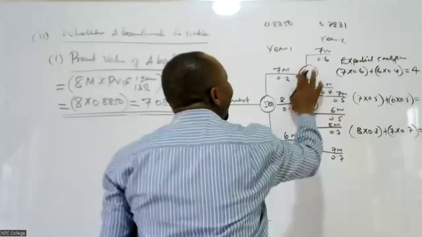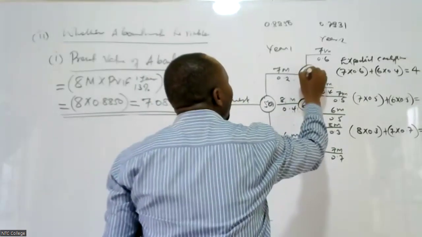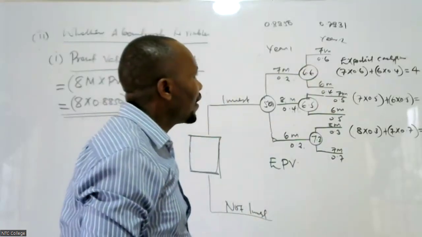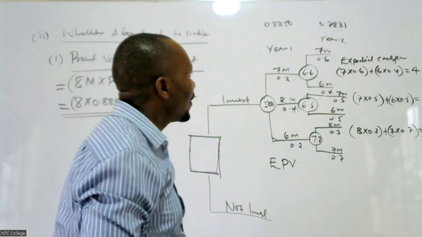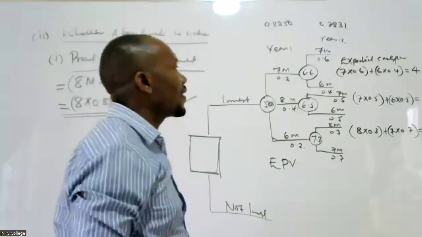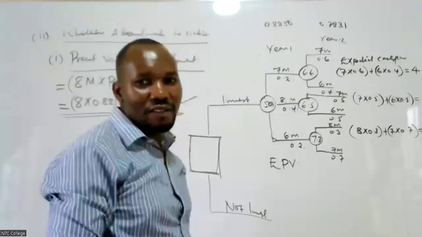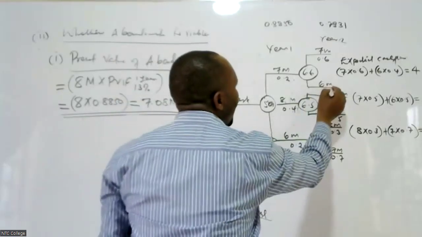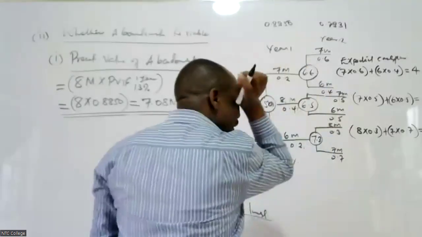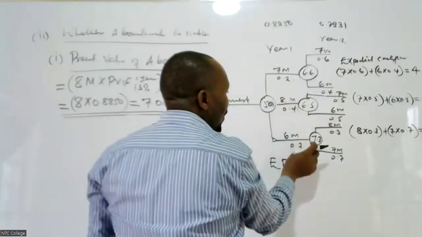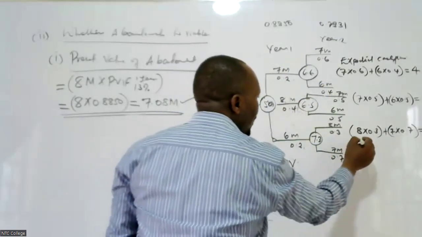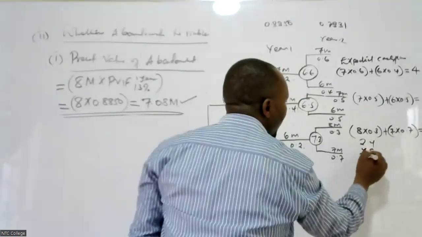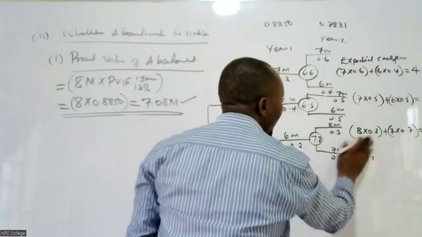So 6.6. That cash flow is 7M times 0.6, then 6 times 0.4. Yes, those are millions. Oh, 6.6, sorry. So it was 6.6. Then the 6.5 is correct. Confirm this. This one is giving us 2.4. This one is giving us 4.9. So this is 7.3. That is okay.